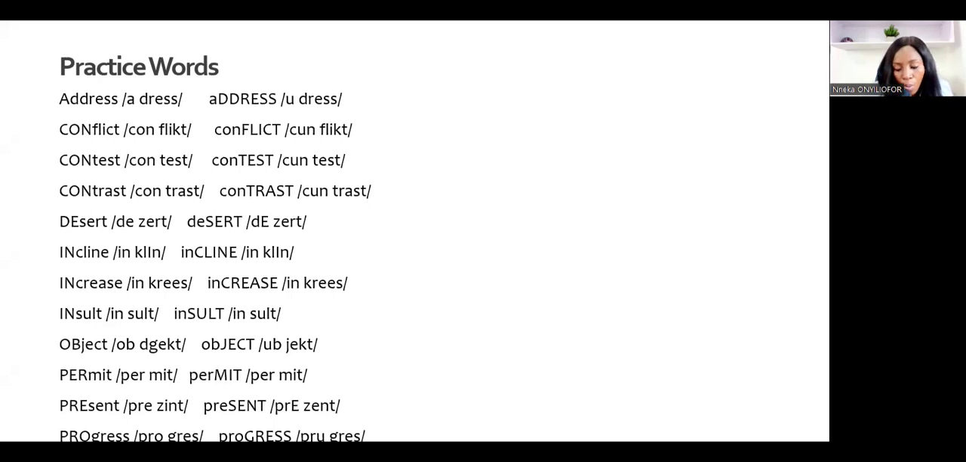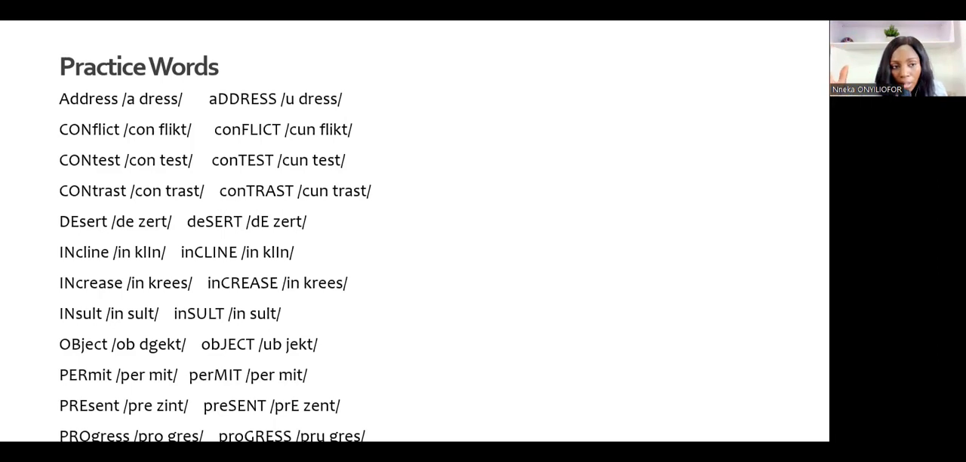So these are all practice words. The first part of these words is a noun, and the second part of these words are verbs. So when you know the rule that applies to two-syllable words, you will get this perfectly. This is word stress just for you.